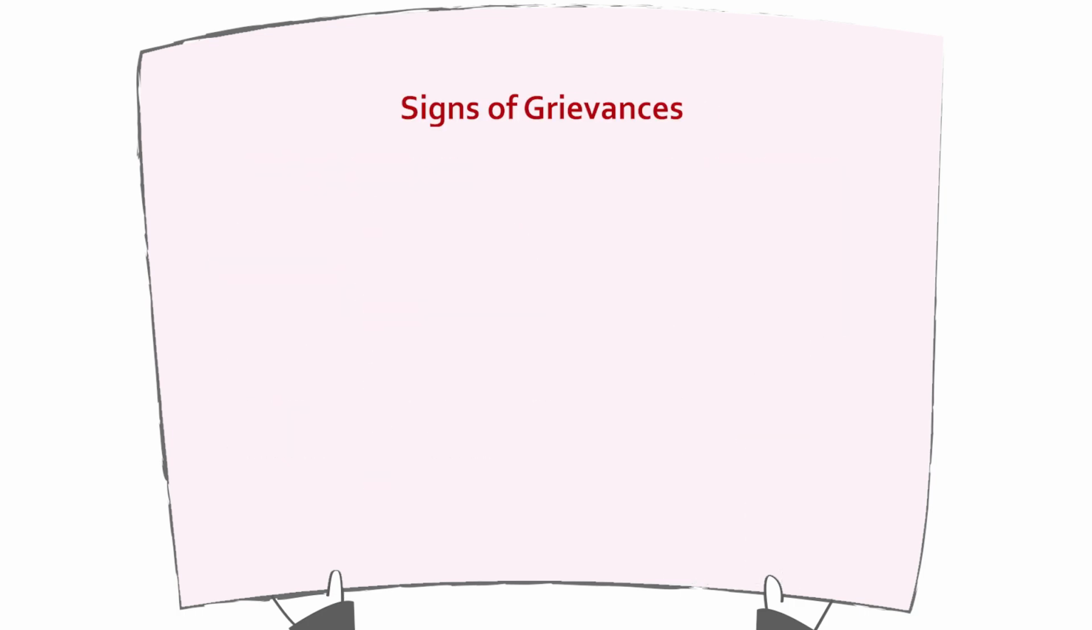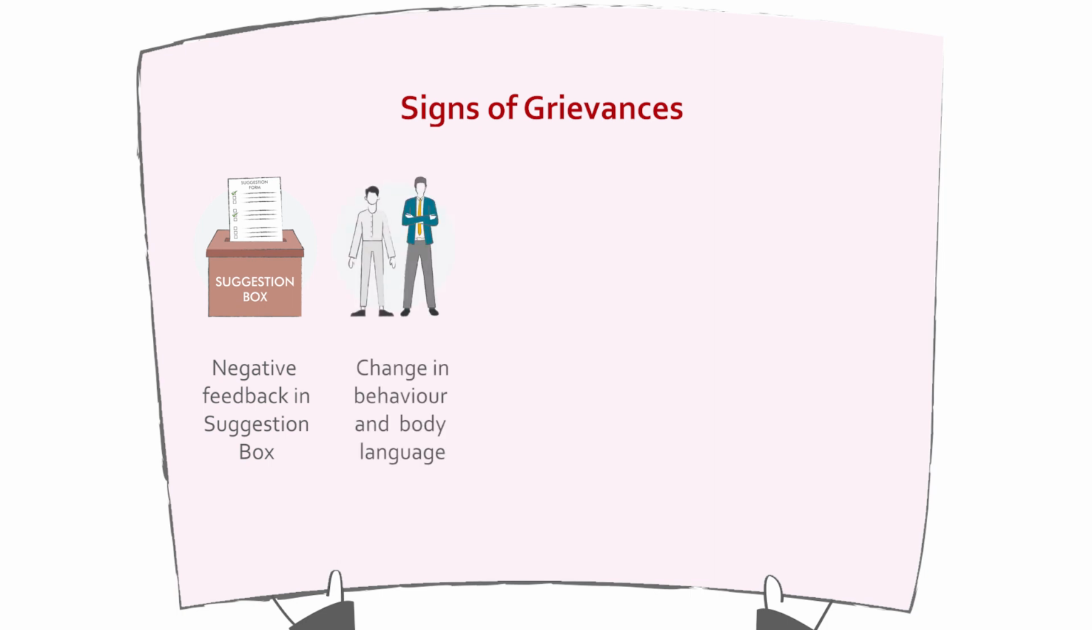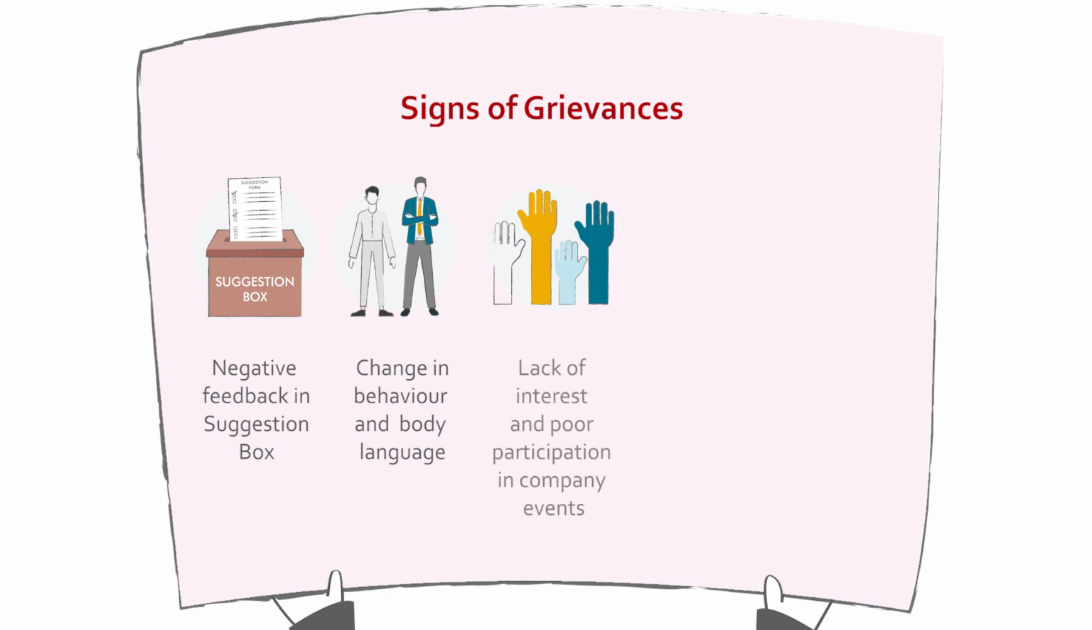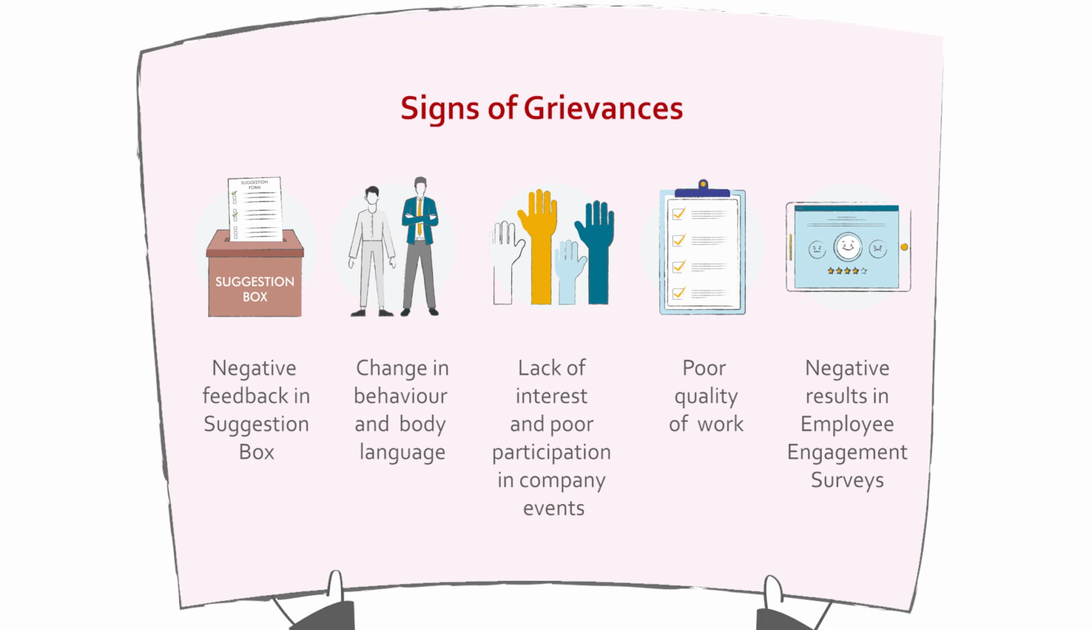As progressive employers, how do we keep our eyes and ears to the ground and recognize the signs that not all is well with our employees? Some indicators include an increase in negative feedback or complaints in staff communication channels such as the suggestion box. A change in body language, a lack of interest and participation in company events, and poor quality of work are also telltale signs. Negative results in employee surveys may also indicate concerns.